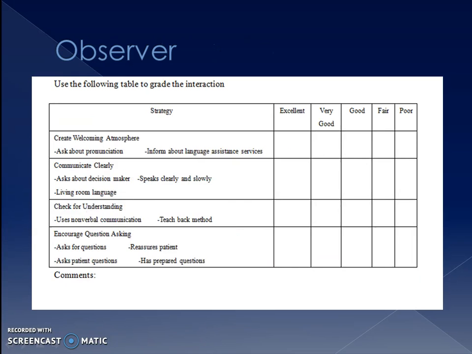Finally is the observer. The observer can use this table to rate the interaction, and you'll see that it reminds the observer to be looking for the things we talked about today: asking about the pronunciation of the name and informing about language assistance services for creating a welcoming atmosphere. To communicate clearly, you want to make sure you ask about who the decision maker is. You want to speak clearly and slowly, and you want to use living room language. Then you want to check for understanding.